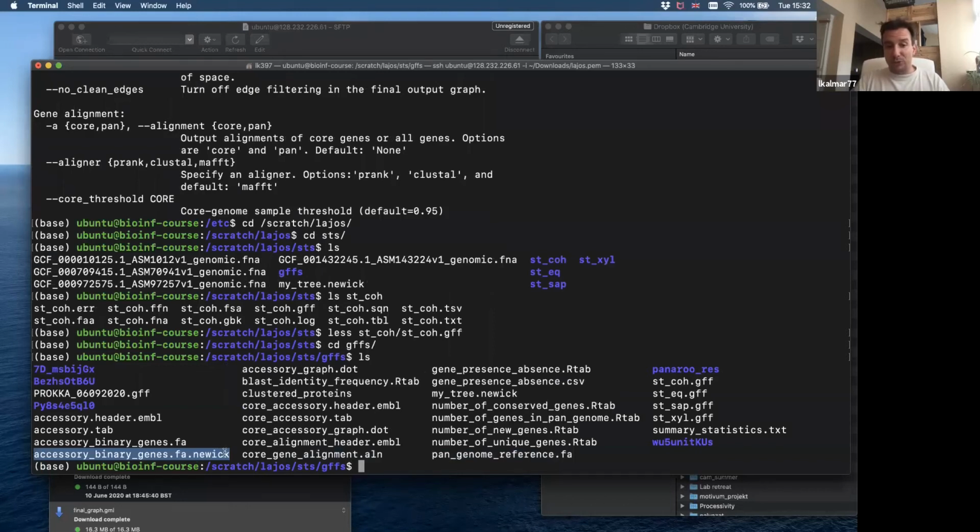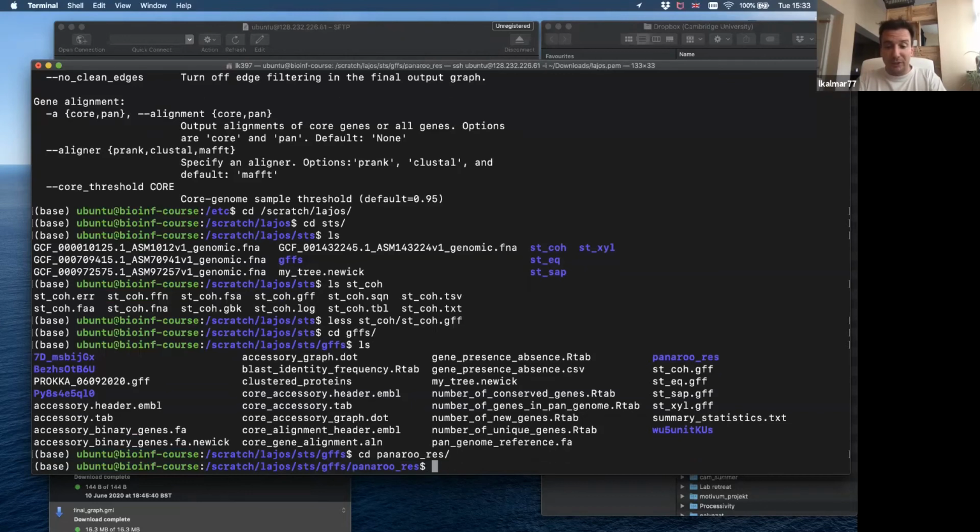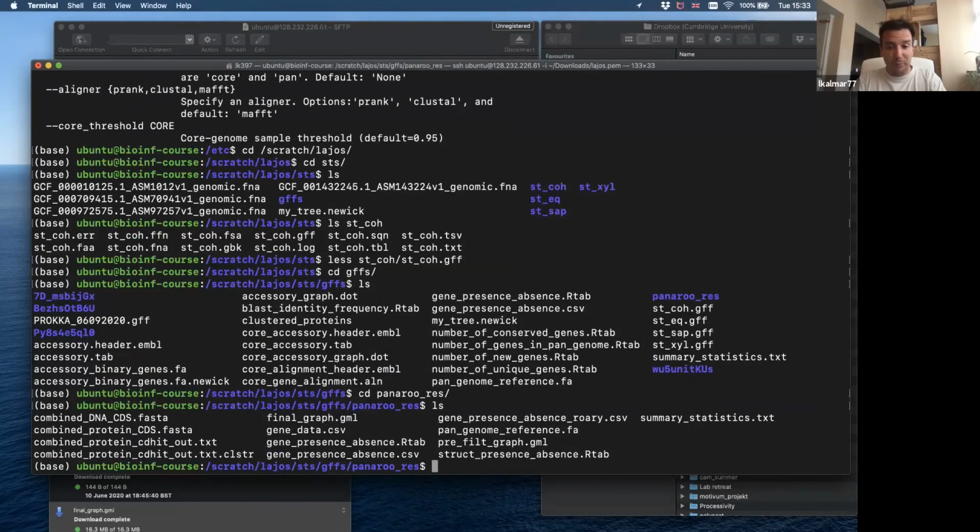But there are different things you are producing, either if you are using Roary or Panaroo. The 2 main categories you are generating are the core genome and the accessory genome. In Panaroo, let me just show you. This was the result of my Panaroo run. There are summary statistics.